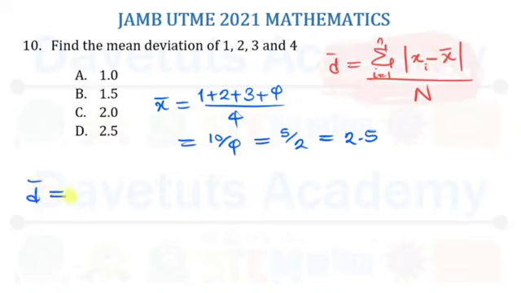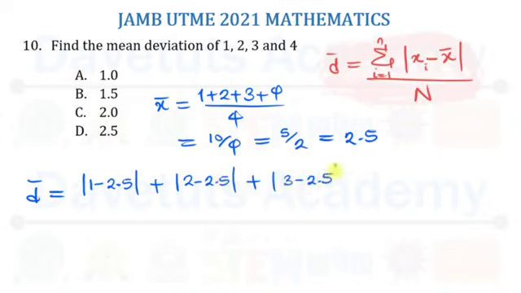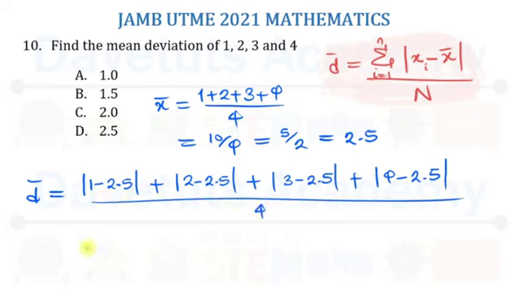The evaluation is like this. You take each term of the data set that we are given, 1, 2, 3, and 4, and you subtract the mean from them, but you take the absolute value. You don't take the negative value. So we are saying in the first case, the absolute value of 1 minus 2.5, plus the absolute value of 2 minus 2.5, plus the absolute value of 3 minus 2.5, plus the absolute value of 4 minus 2.5. Everything we are dividing by n, which is 4.